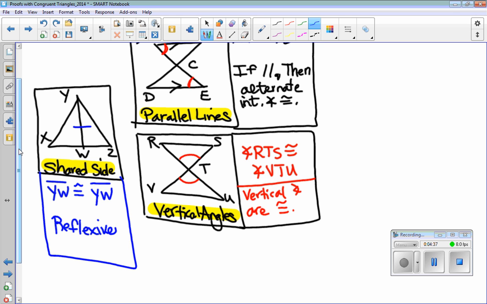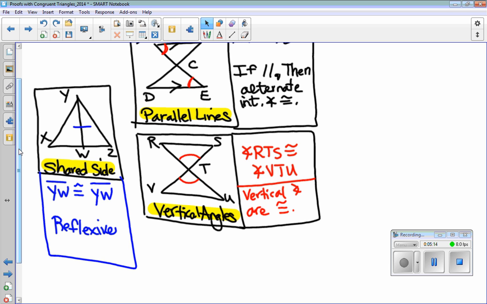And you can say the reflexive property of congruence. That's the big long version, reflexive is enough for me. But anytime that they share a side, we can use that. Sometimes we're going to share an angle. We'll look at that probably after winter break, where we have overlapping triangles, that kind of thing. So those are going to be your three things for any type of proof at all: do they share a side? Are there parallel lines? Is there a vertical angle? And those are the three things we're going to be looking for.